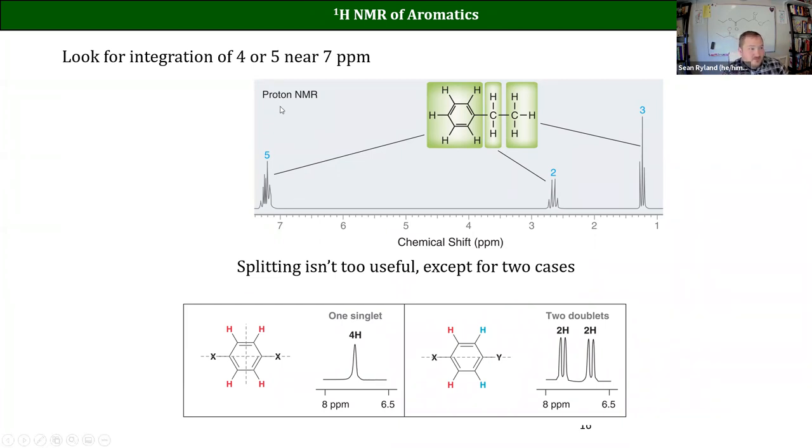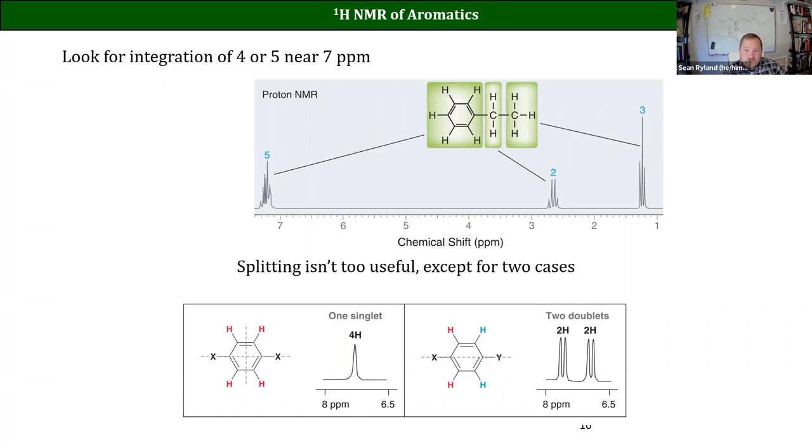And in this case, for aromatics, you're always going to see something with large integration. If it's a mono or disubstituted benzene, however many things you have taking up a spot on that benzene ring, it's going to affect the integration, but it's usually going to be 4 or 5 hydrogens still on that benzene ring, and they always show up in the same area between about 6.5 to 8.5.